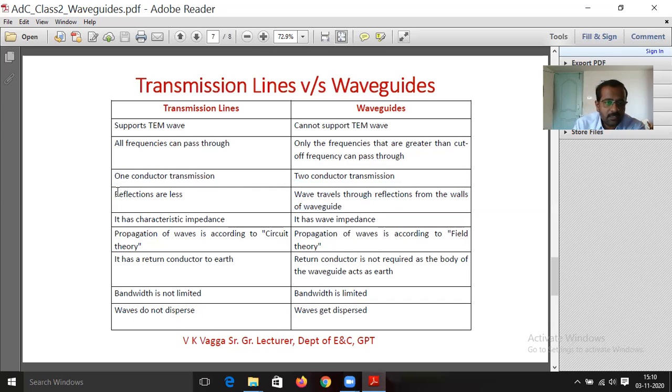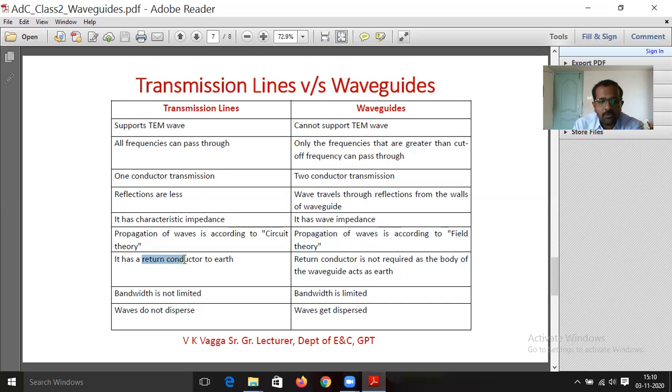In the transmission line the reflections are less or negligible, but in the waveguide the wave is going to travel with reflection only, from the inner walls of the waveguide. The transmission line has the characteristic impedance; the waveguide has the wave impedance. And in the transmission line the actual propagation of the wave is according to the circuit theory, but in the waveguide the propagation of the wave is according to the field theory.